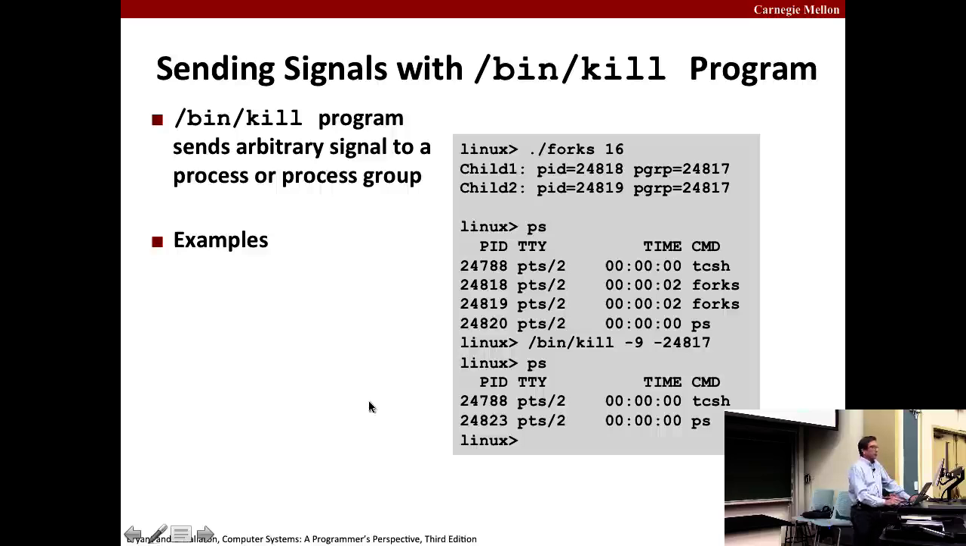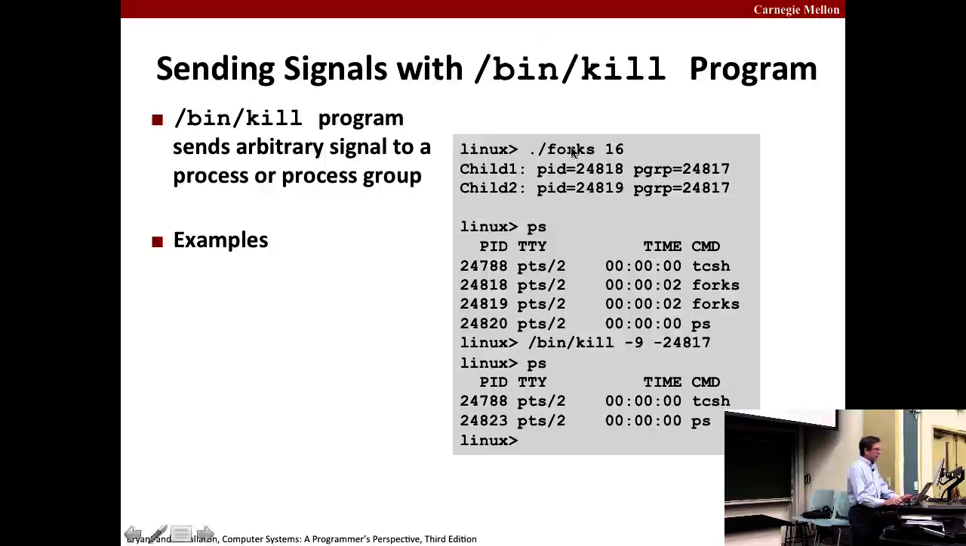Now, this notion of a process group is useful because it allows you to send signals to groups of processes at the same time. You can do that with a program called kill, which is typically in the /bin directory. You can use the kill program to send an arbitrary signal to either an individual process or all the processes in one process group. So let's look at an example.